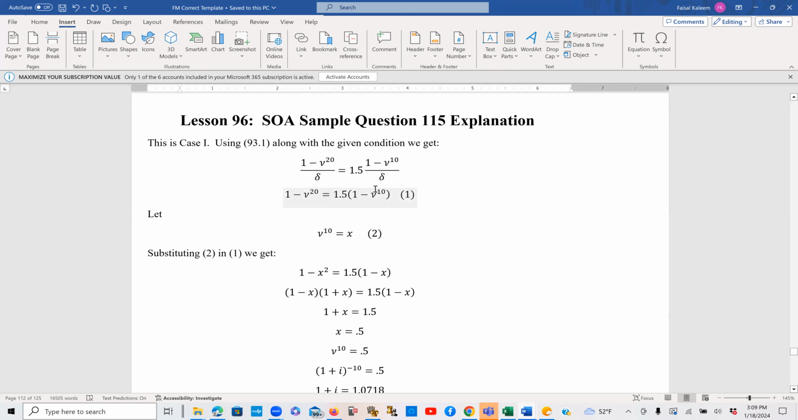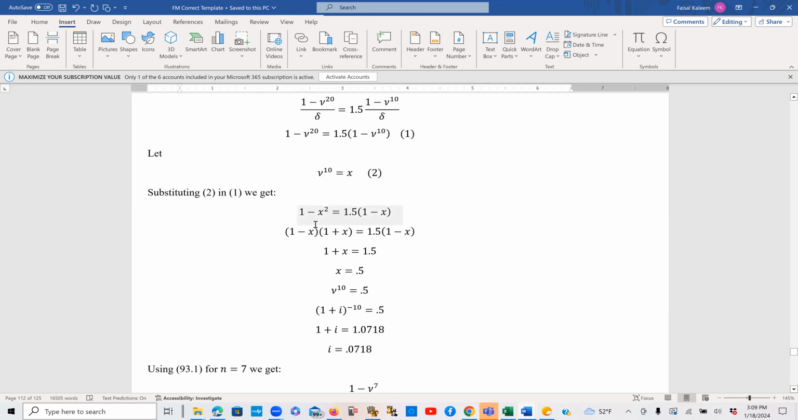We can multiply both sides by delta, and delta goes away. And then we can substitute nu to the 10 as x. So this is x, and this becomes x squared. So 1 minus x squared equals 1.5 times 1 minus x. And so the 1 minus x squared can be factored by the difference of two squares formula into 1 minus x times 1 plus x. And then 1 minus x can be divided out from both sides. So you get 1 plus x equals 1.5.